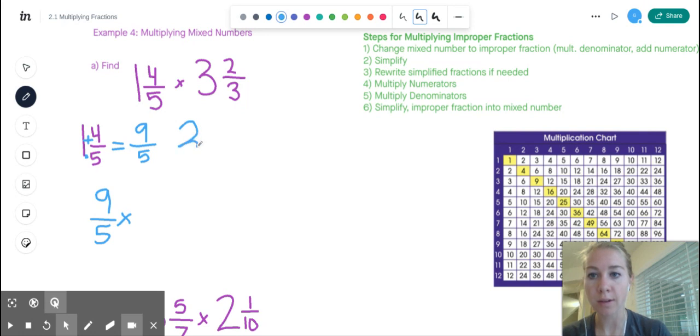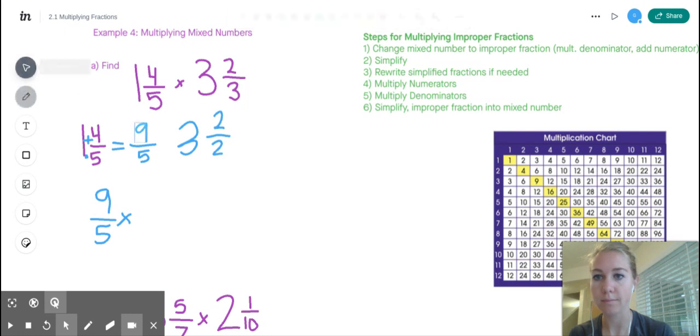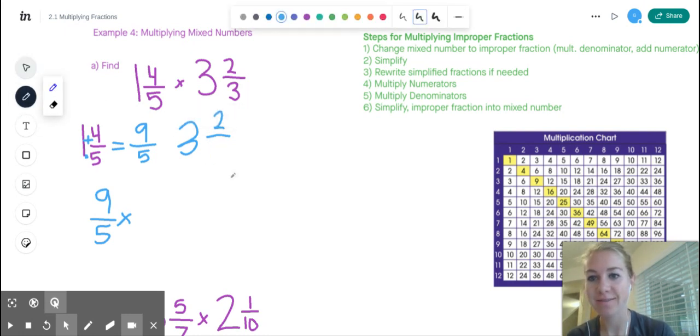So let me just rewrite that. Oh, that got a little crazy. Down below here. Sorry, my handwriting is not the greatest on here. Oh, that's wrong. It's 2/3, not 2/2. Okay, so we need to change 3 2/3 into an improper fraction. Ooh, this should have been purple if I kept the same colors.